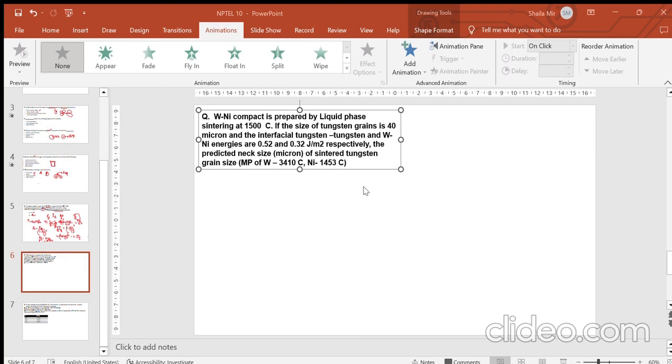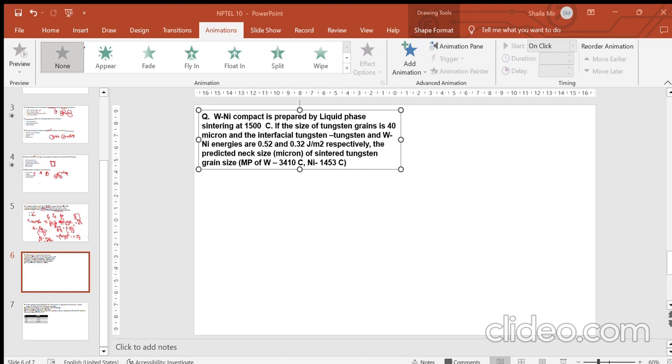So now this question says that we have a tungsten nickel compact. As we said, we can have two different mixed powders and then form a compact from it, say a composite material, or alloy, or compound. So here we have a compounded material, with two materials together, tungsten and nickel. It is prepared by liquid phase sintering at 1500 degrees Celsius. In liquid phase sintering, one of the metals will melt along the grain boundaries and fill the spaces between the grains.